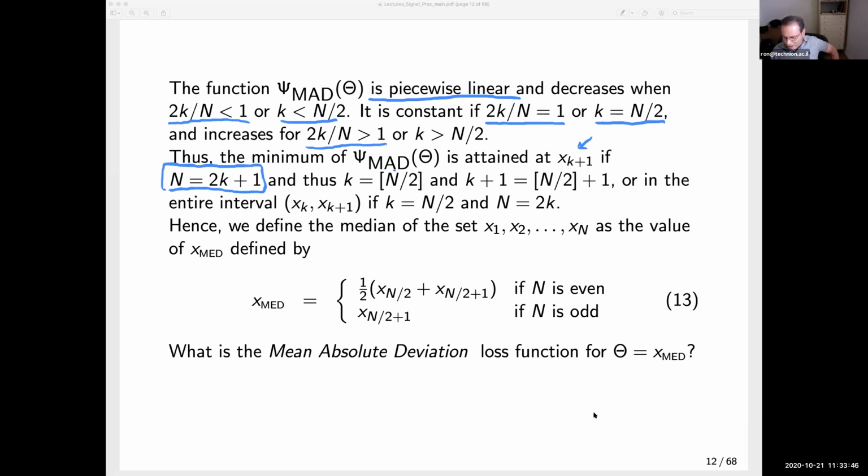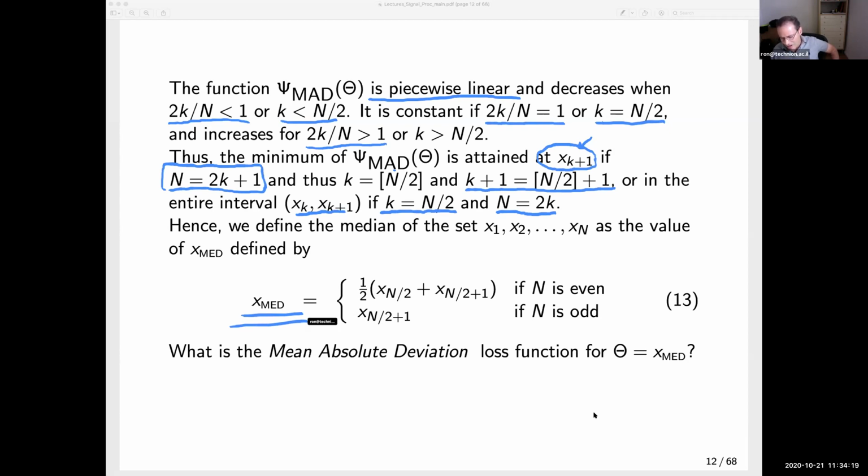So if I have an odd number of numbers, and if I have an even number of numbers, it would be exactly in the central number. Sorry, so for the odd number of numbers, it attains its minimum at the point itself. If I have an even number of numbers, it attains its minimum in the interval between these two guys. Okay, so now I can define the median.